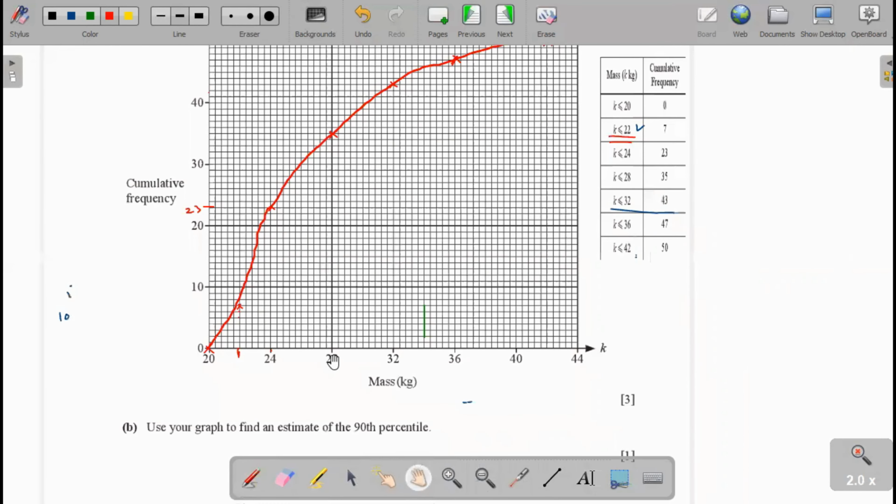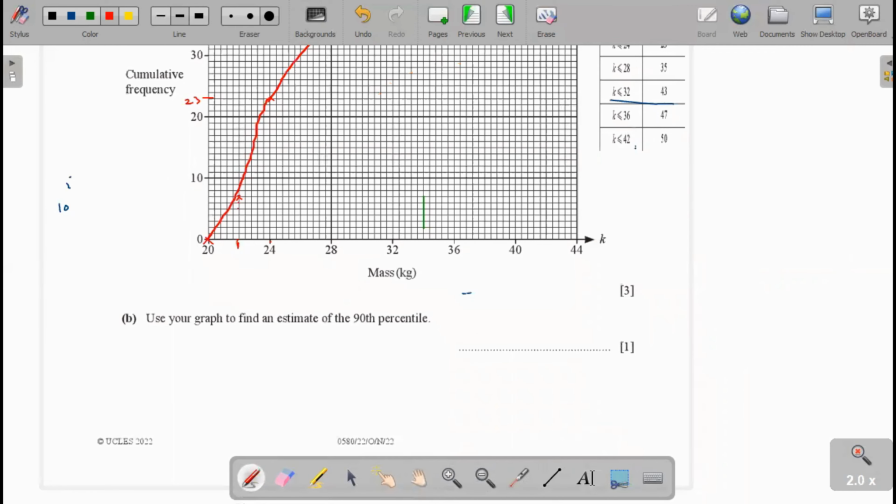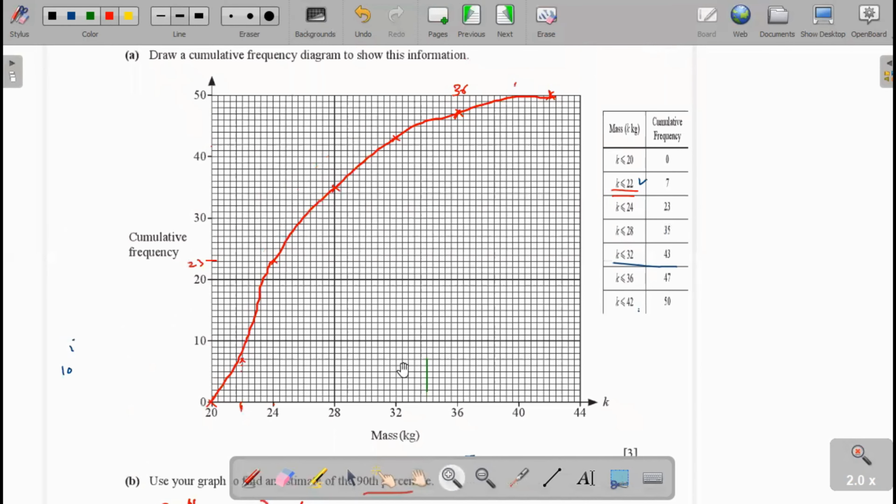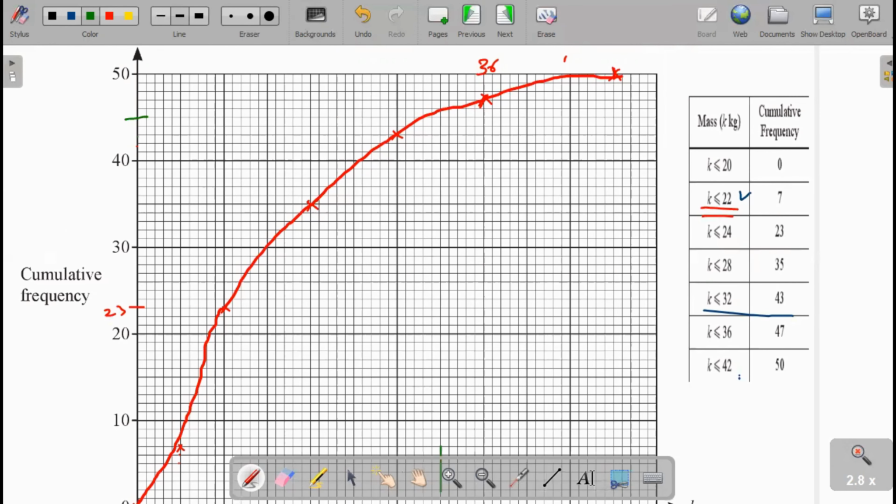Okay. Now use your graph to estimate the 90th percentile. The 90th percentile means 90 over 100 multiplied by the frequency, which is 50. So the 90th percentile will be the 90 over 100 into 50th value. We see that it is the 45th value. Now we mark the point 45 on the cumulative frequency axis, and we see the mass against this value.